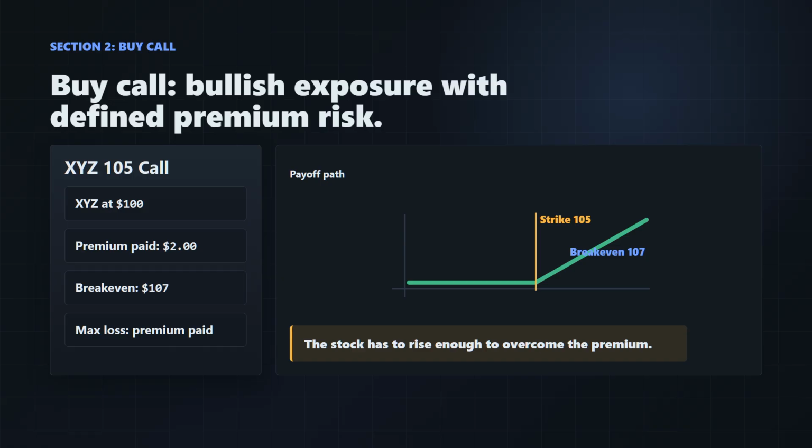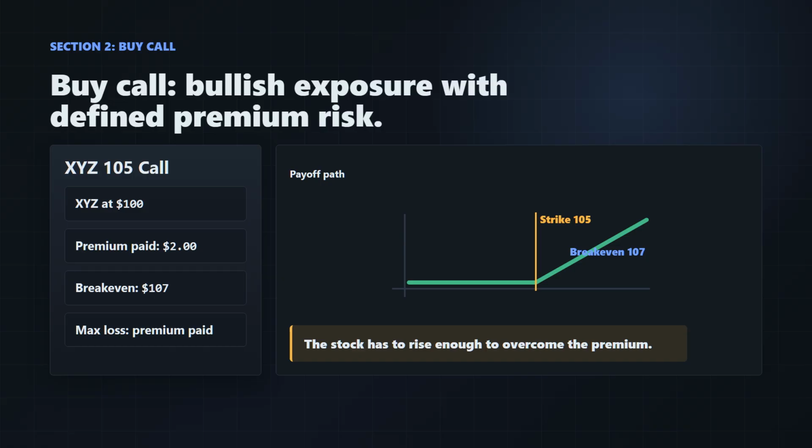Now look at the other side. If someone buys that 105 call, someone else sells it. The call seller receives the $2 premium. But in exchange, the seller may have to sell XYZ at 105 if assigned. If the seller does not own the stock, this can be very risky because the stock price can keep rising.